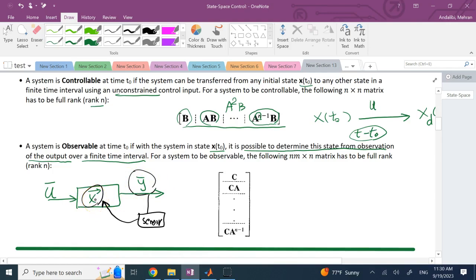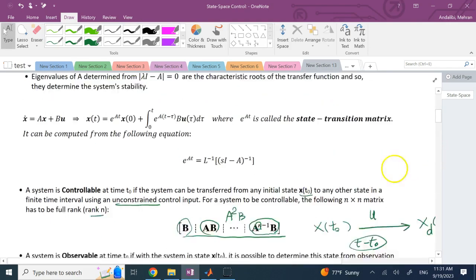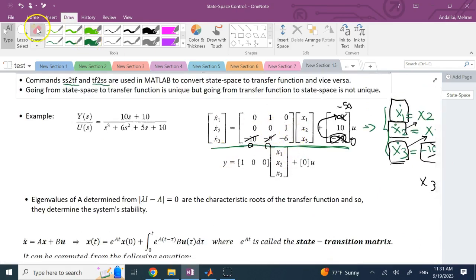That is called observability. For that, we need this augmented matrix, where C is there, and then C times A, C times A squared, all the way to C times A to the n minus 1. This matrix has a bigger dimension, nm by n instead of n by n. Still, the rank of it at max could be n. So if this matrix is full rank, or rank n, we say the system is observable.